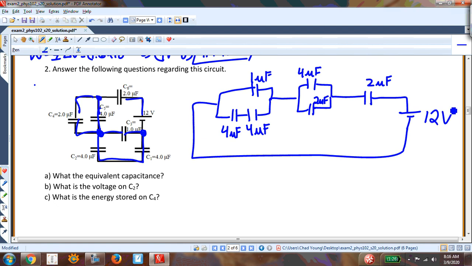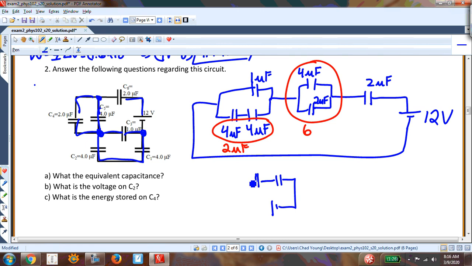Okay, so I want to find the equivalent now. To find the equivalent, I find the equivalent first of this, a 4 and a 4. That's 1 over a quarter plus a quarter. That's 2 microfarads. The equivalent of this is 4 plus 2 is 6. So I have 3 capacitors here. I have 2, 6, and 3. I didn't do that. I have 2 plus 1 is 3. So that's 3 microfarads, 6 microfarads, and then 2 microfarads with a 12-volt battery.